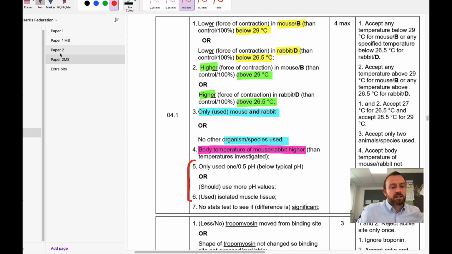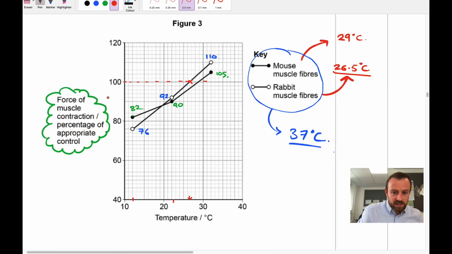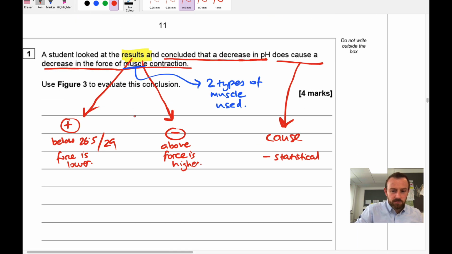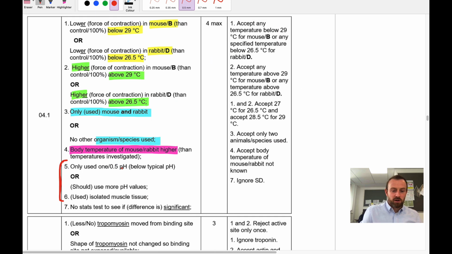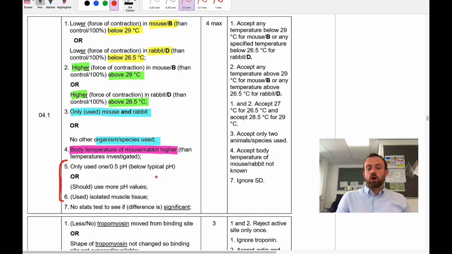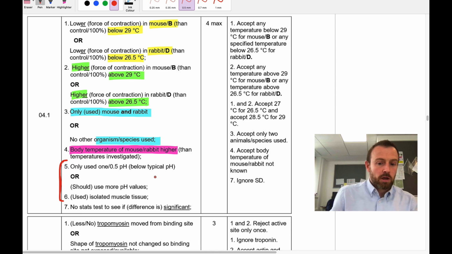Okay, so let me just point out what the student said. The student said that a decrease in pH... We only decreased the pH by 0.5. So how do we know if it would carry on 1 pH unit below or 2 pH units below? So we only used one pH change, not multiple pHs. Should have used more pH values.